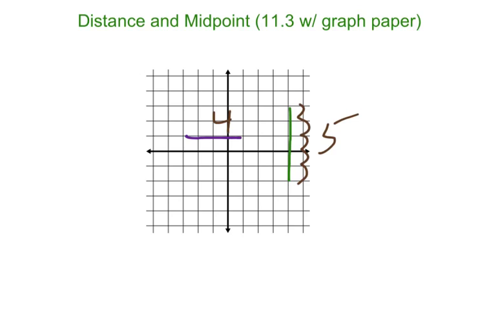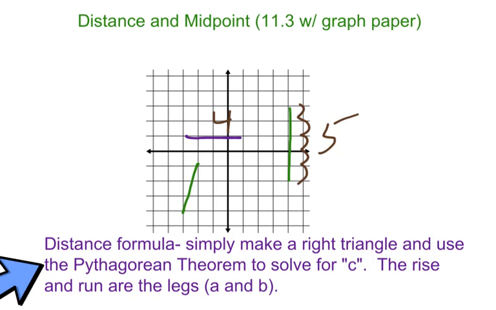But what if you have a diagonal? If you have a diagonal that looks like that, that's not as easy. Alright, well, distance is simply making a right triangle and using the Pythagorean theorem to solve for C. So the rise and run are the legs A and B.